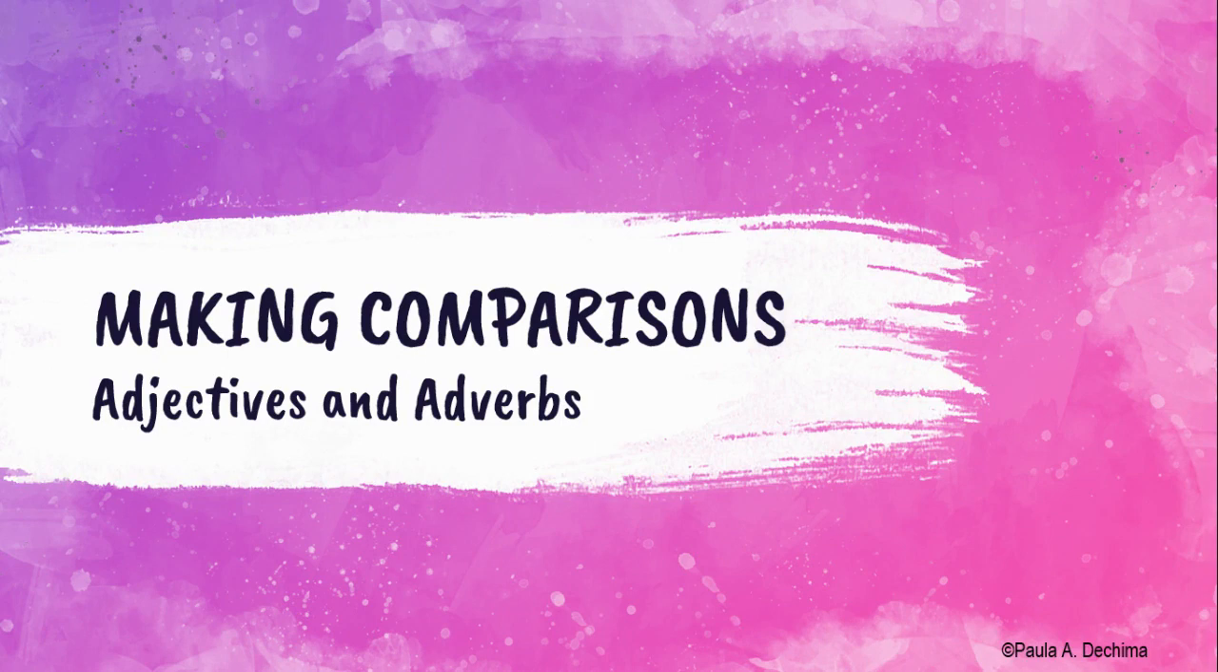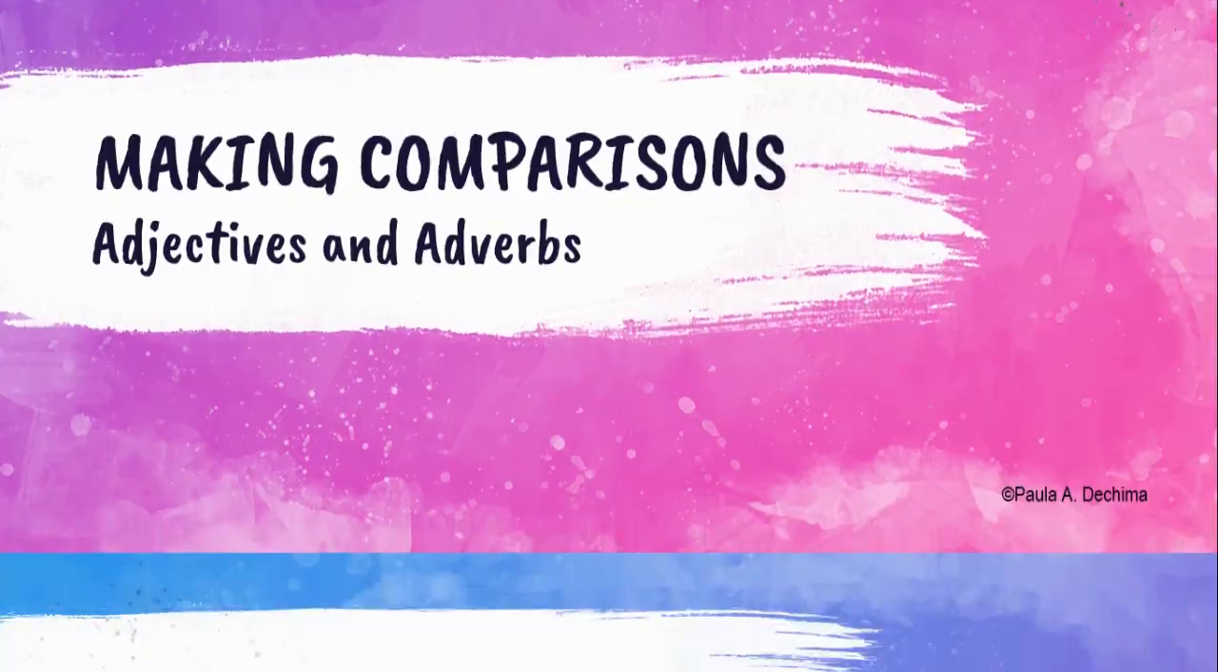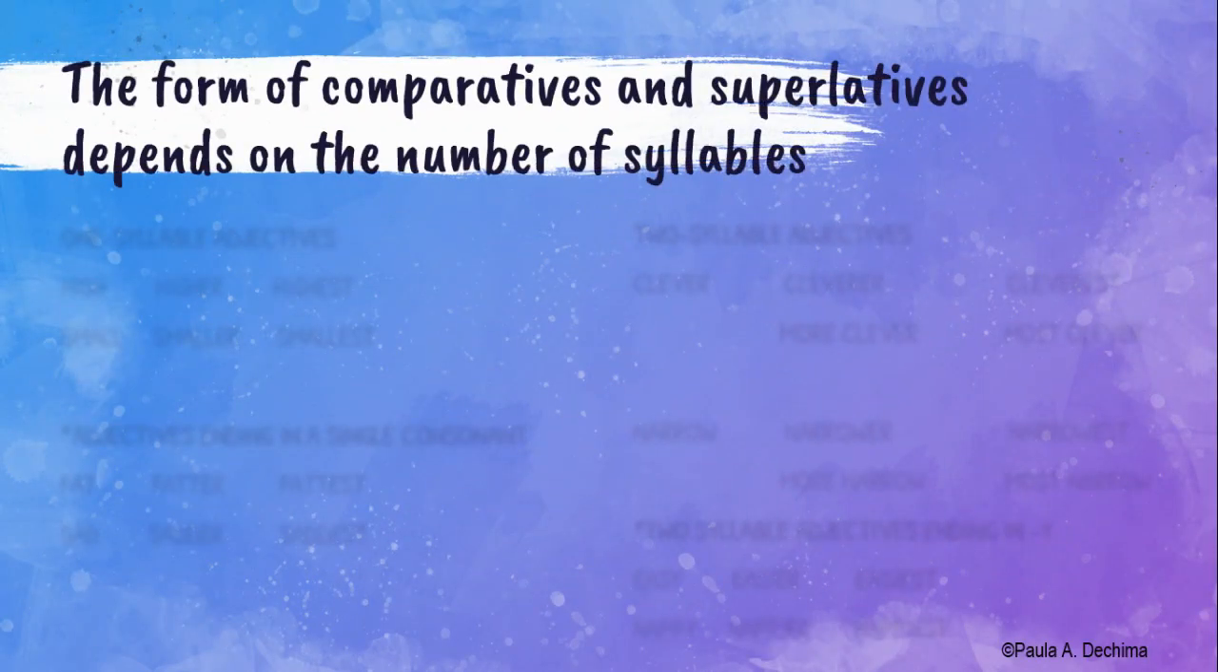Today we will see how to make comparisons using adjectives and adverbs. The form of comparatives and superlatives depends on the number of syllables in the original adjective or adverb. So, for example, let's start with adjectives.